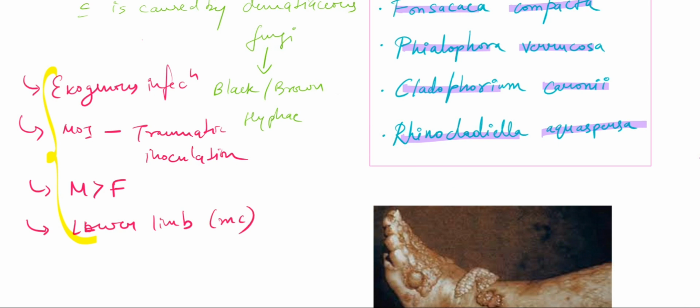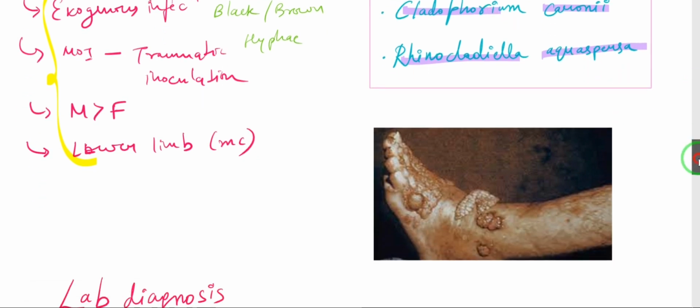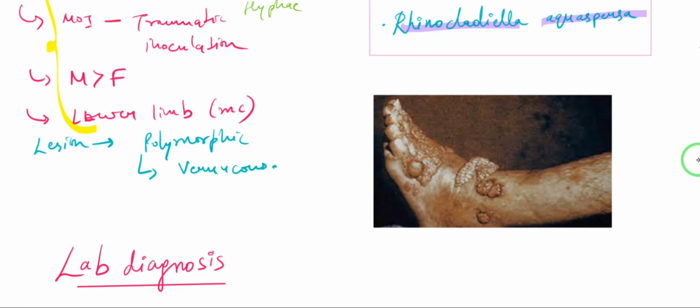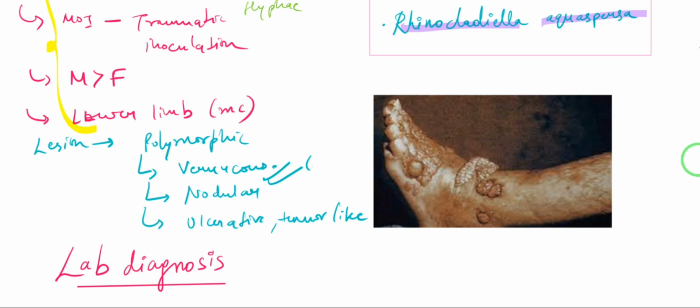We see verrucous lesions, or they could be polymorphic. Polymorphic means that they are appearing in different forms, different morphology. So they could be verrucous, nodular, ulcerative, or tumor-like as well. But the verrucous morphology is the most commonly seen.